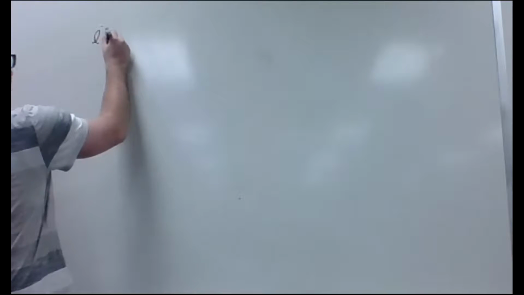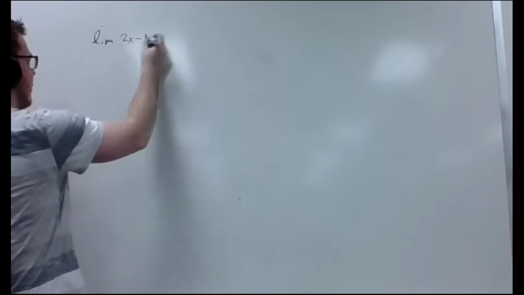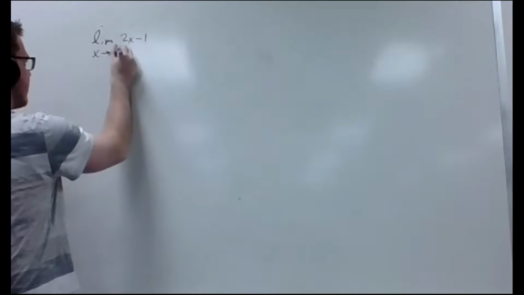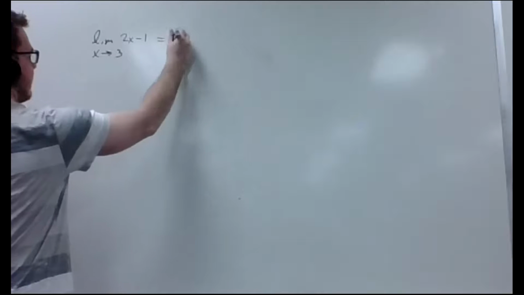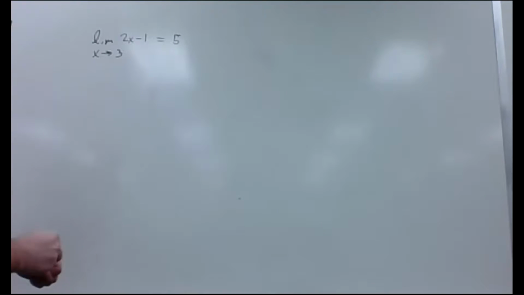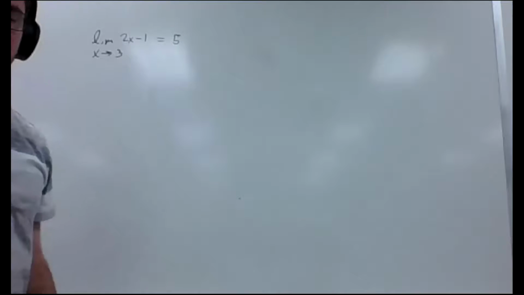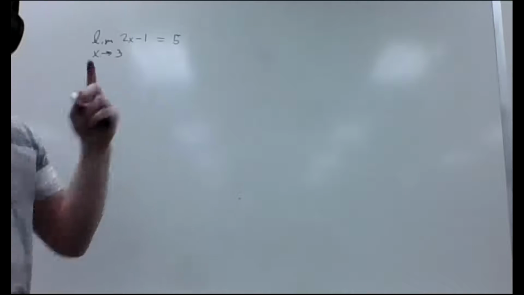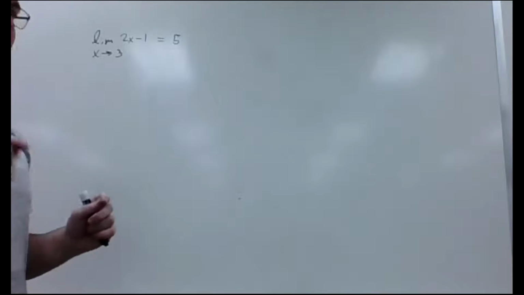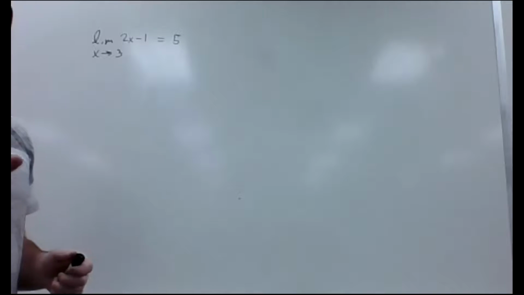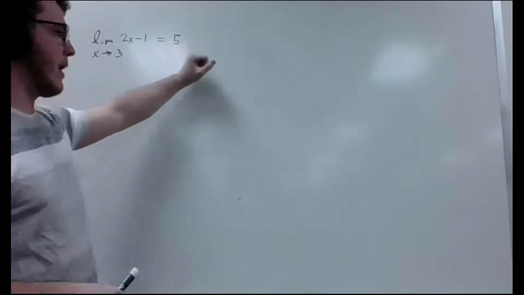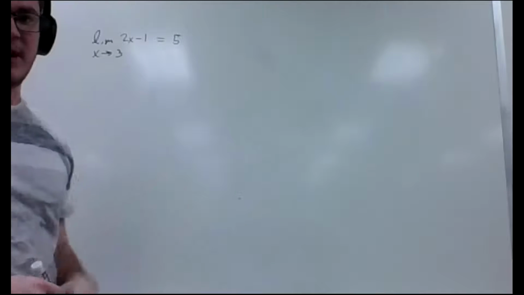So let's say we have the limit of 2x minus 1 as x approaches 3. We know that this limit is going to be equal to 5, right? It's pretty easy to see. But how do we prove this? Because a limit isn't like a function. We kind of treat it like a function, we just plug 3 in and get out a number, but a limit really cares about what's happening on either side of the point, not what's happening at the point. Because you can have a hole in a graph with a limit still existing at that point.